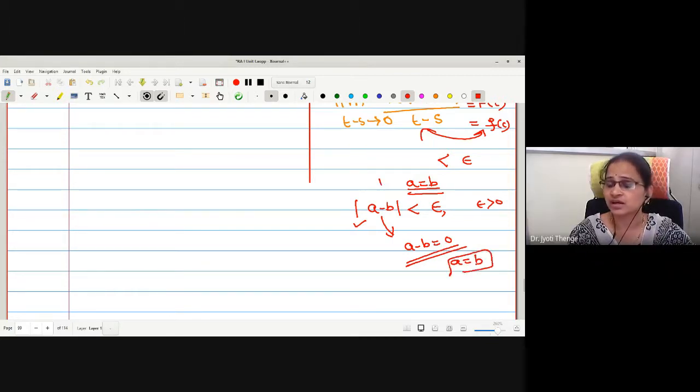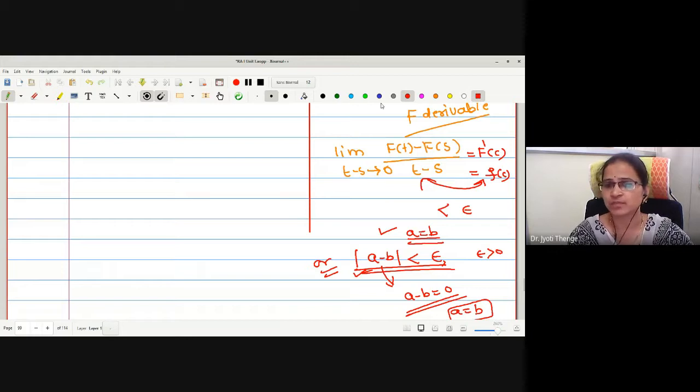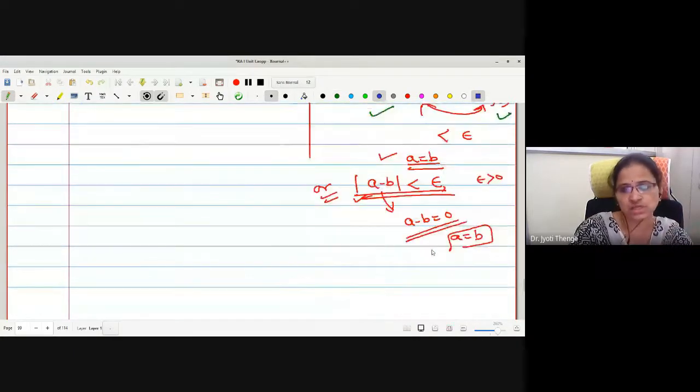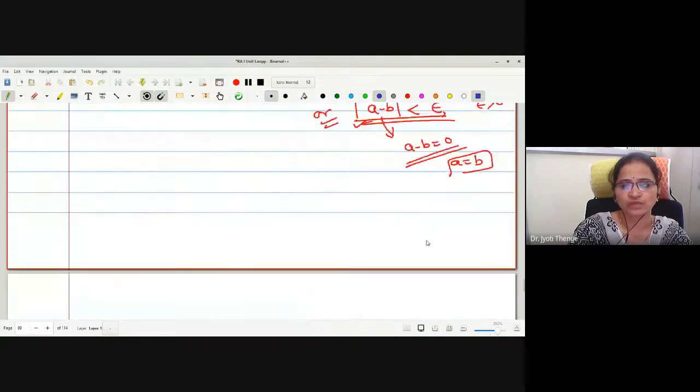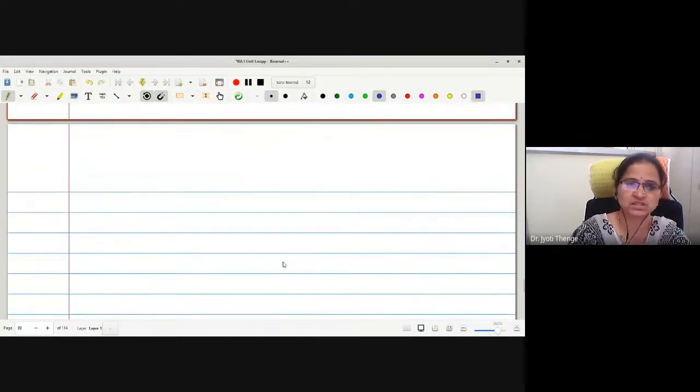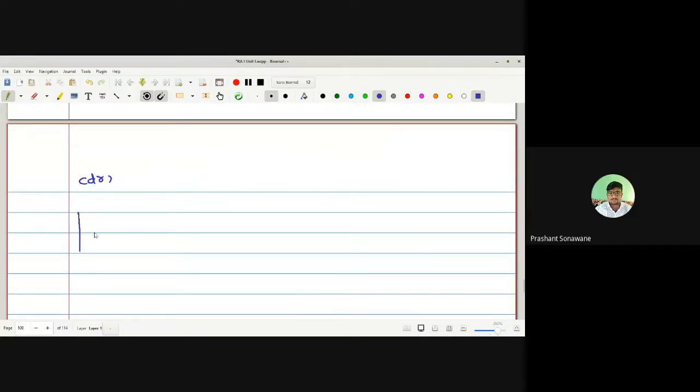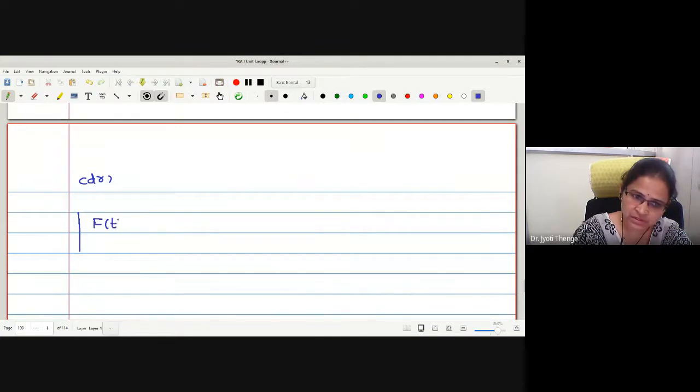Therefore, either you can prove directly a equals b, or you can go for proving this in this analytical way: mod of a minus b less than epsilon. Now my aim is to show these two are same. This is equal to this one. Therefore, what I am going to do? I am going to consider the difference of the two within the modulus and show that this modulus is less than epsilon. Therefore, let me just come to the next page by considering this modulus. Understood why I am considering like this?